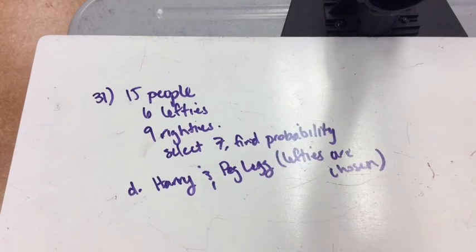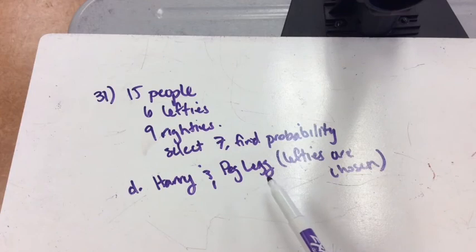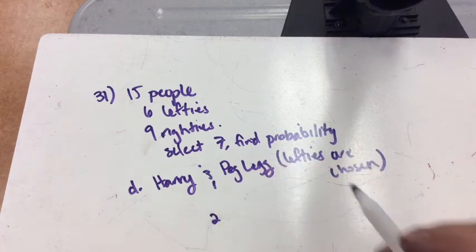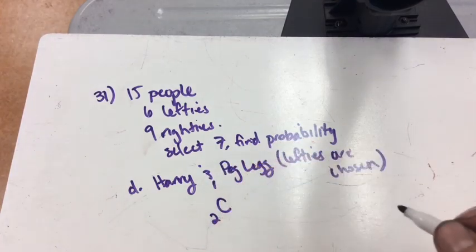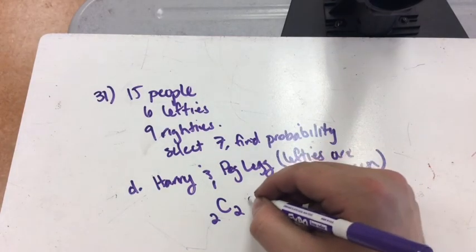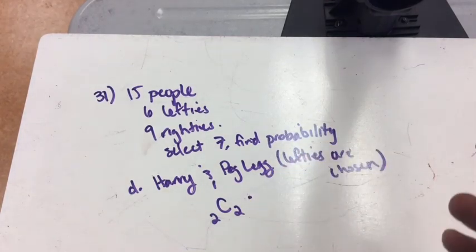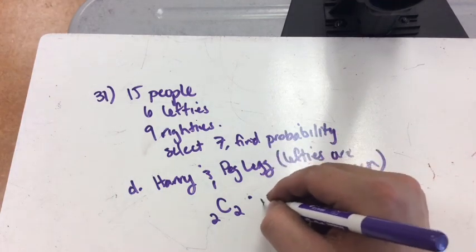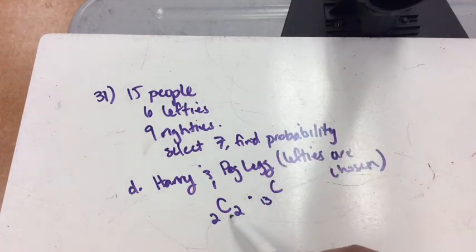Okay, part D says that Harry and Pegleg, 2 different people, and it was given that these are lefties. Okay, we want to guarantee that these guys are chosen. So out of Harry and Pegleg, how many people are there? There's 2. How many do we want to choose? Well, we want to choose 2 of them. Okay, and then we don't really care what the rest of the people are. So how many people altogether do we still have to choose from? We have 13, and we've already selected 2, so we're going to choose 5 more.